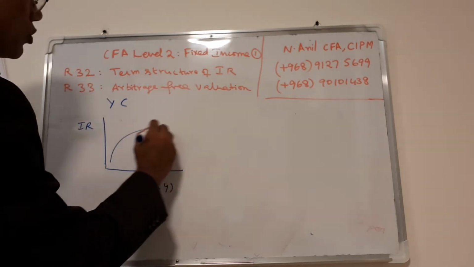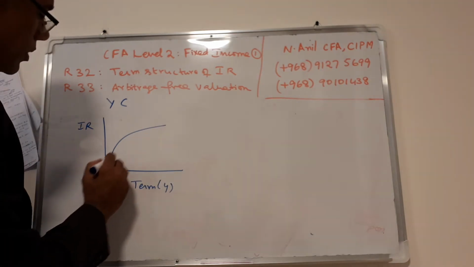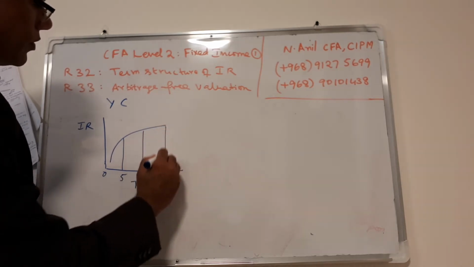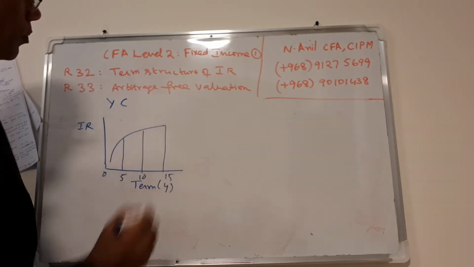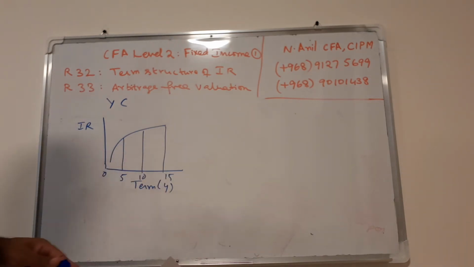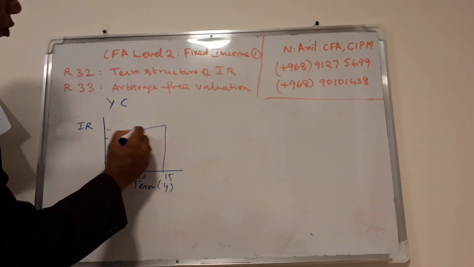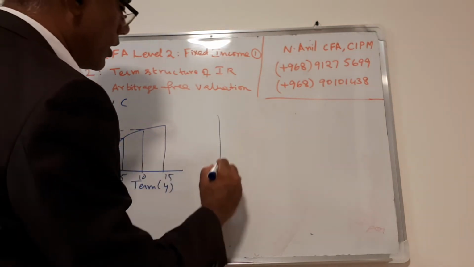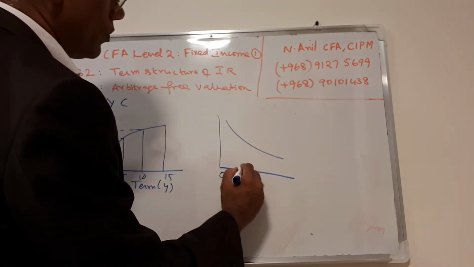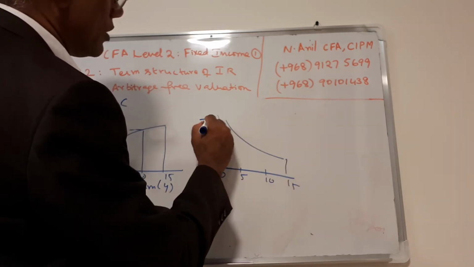So this is an upward sloping yield curve. Maybe this is for 5 years, this is for 10 years, 15 years. In an upward sloping yield curve, the farther you go into the maturity, the higher the interest rate would be. You also have a downward sloping yield curve like this spot curve. So this is 0, this is 5, this is 10, this is 15. This is the interest rate on the y-axis.